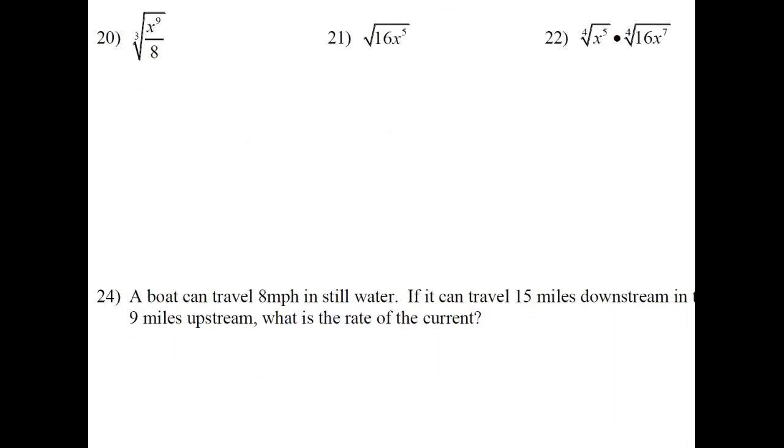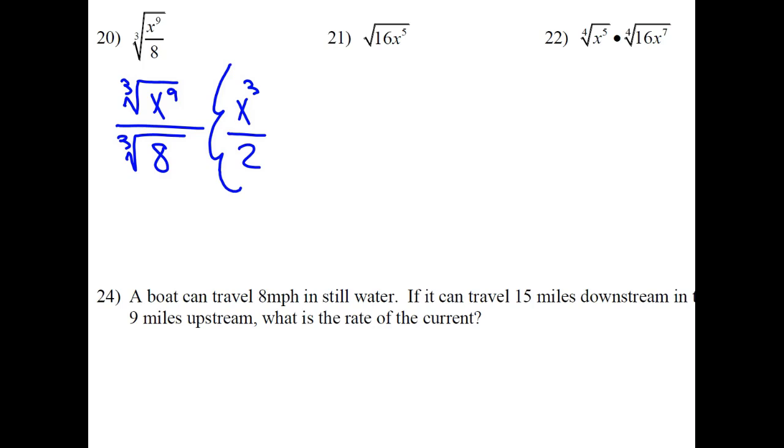Next, we have some radicals to simplify. In this case, we have a cube root of x to the 9th over 8. Remember, we can split up these radicals, so we can split up the denominator and numerator. That's the cube root of x to the 9th on top, and on the bottom, the cube root of 8. The cube root of x to the 9th is a perfect cube. That's just x cubed, because x cubed times x cubed times x cubed is x to the 9th. And the cube root of 8 is 2. So this one was a nice, neat, happy little problem. It worked out nice and neat.